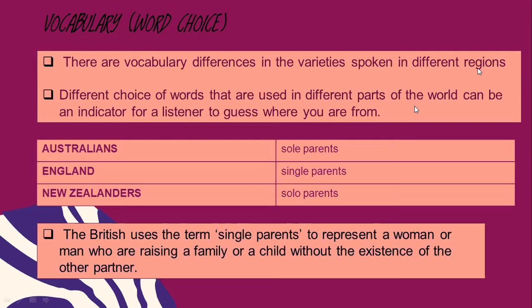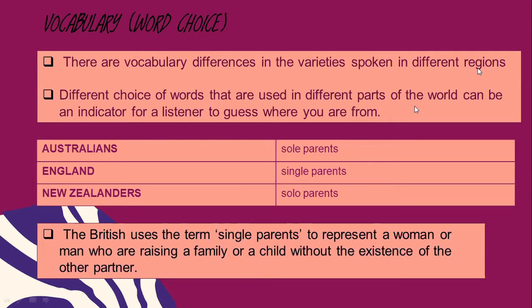The British use the term single parents to represent a woman or man who is raising a family or a child without the other partner. But Australians don't use single; they use sole parents, and New Zealanders use solo parents. But it means the same. They just use a different word choice. That's for the vocabulary.